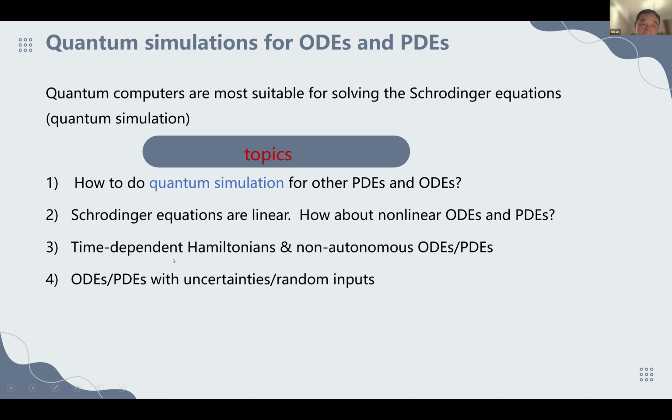And then how about time-dependent Hamiltonians? Very often you have ODEs and PDEs where the coefficients depend on time, so-called non-autonomous dynamical systems, right? And more broadly, the coefficients may be random, stochastic, and so on. So these are the problems we try to solve.